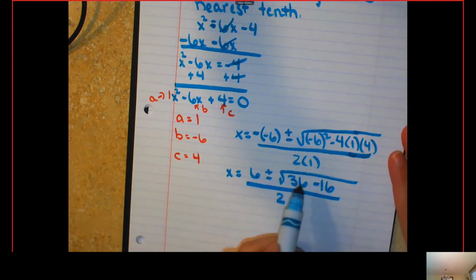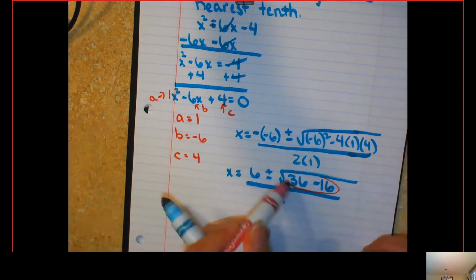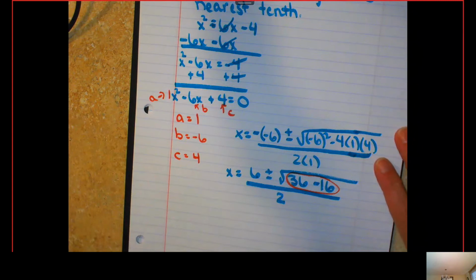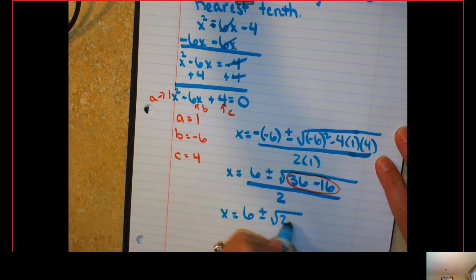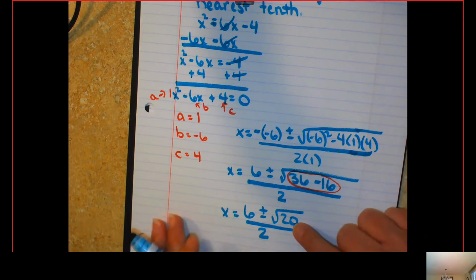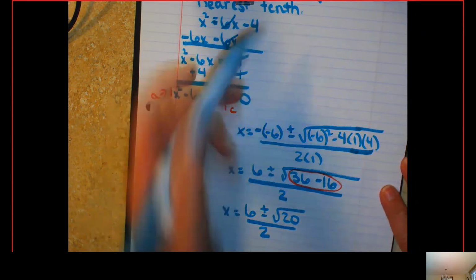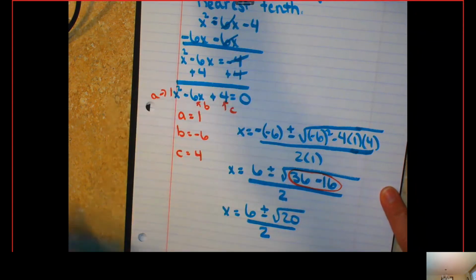Now I can simplify. I can combine these two. 36 minus 16 is 20, so we're going to change that to radical 20. So we have x equals 6 plus or minus radical 20 over 2. Now, I cannot divide all of these by 2. You would think I could because 20 or 2 can go into all of them, but this is under the radical.